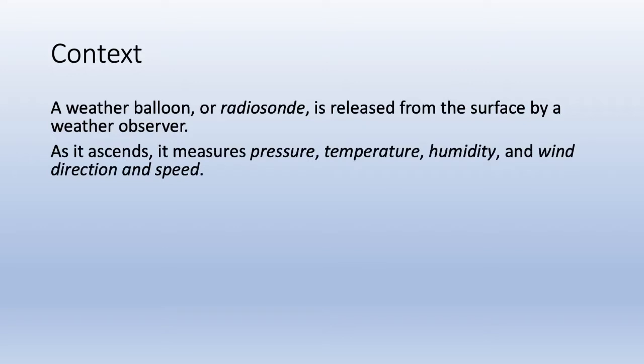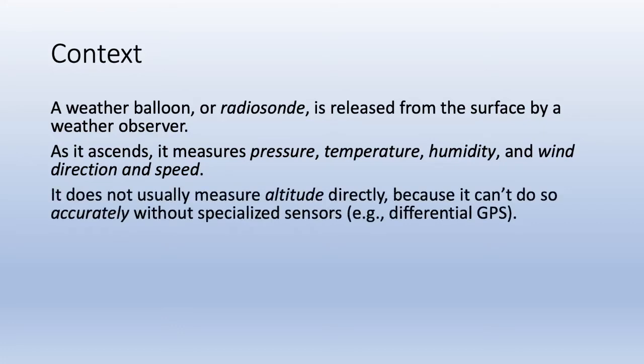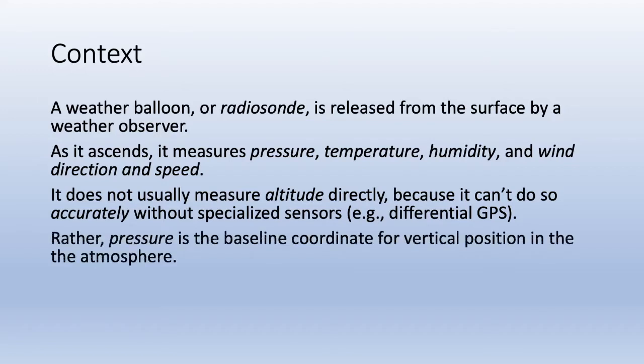As the balloon ascends, it measures pressure, temperature, humidity, and wind direction and speed. It does not usually measure altitude directly because it can't do so accurately without specialized sensors. Pressure is the baseline coordinate for vertical position in the atmosphere.